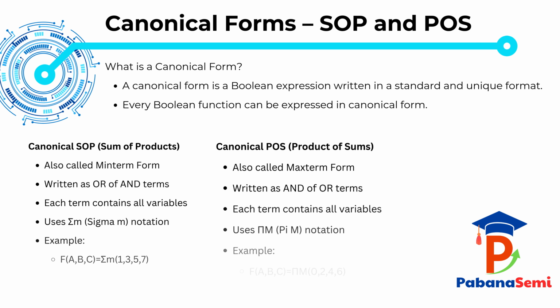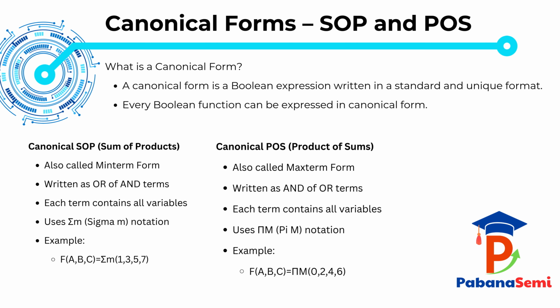A canonical form is a standard way of writing a Boolean expression such that each term includes all variables. Every Boolean function can be represented in one or both canonical forms. There are two canonical forms. The first is canonical SOP, also known as Minterm form. In canonical SOP, the expression is written as a sum of products. Each product term contains all variables. The function is represented using sigma m notation.